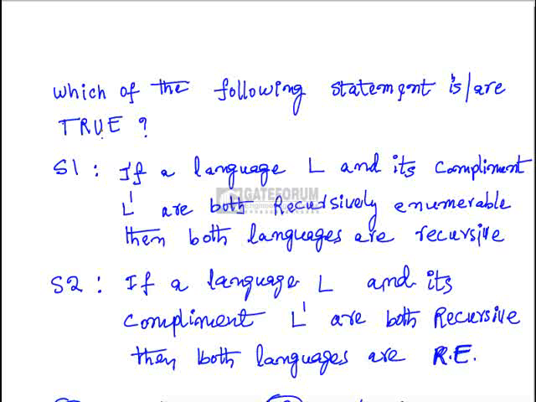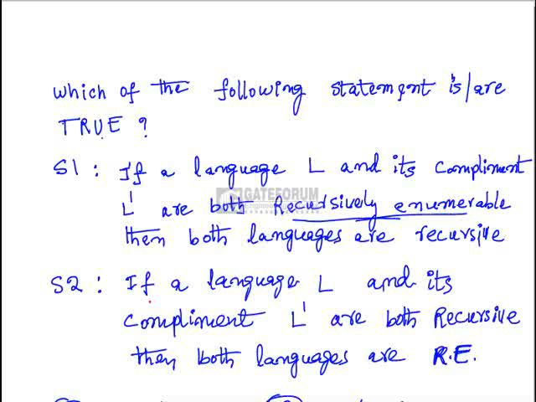So the recursive languages are closed under complementation, but if a language is recursively enumerable but not recursive, its complement is not a recursively enumerable language. So if a language L and its complement L dash both are recursively enumerable, then L must be recursive. If L is recursive, then only both L and L dash will become recursively enumerable. If L is not recursive, it will not happen like that, because every recursive language is recursively enumerable, but not all recursively enumerable languages are recursive, because recursive is a subset of recursively enumerable.